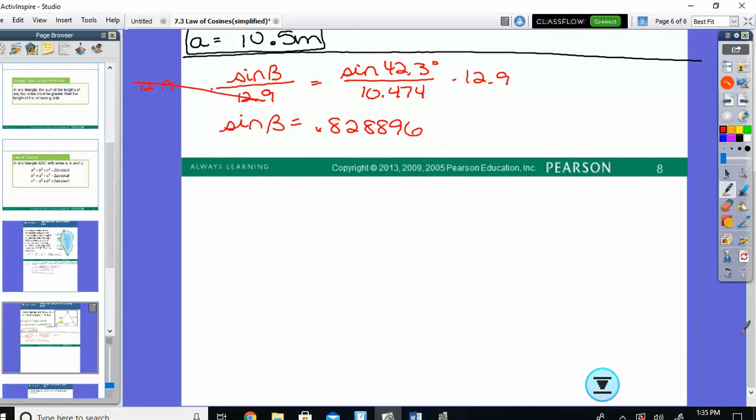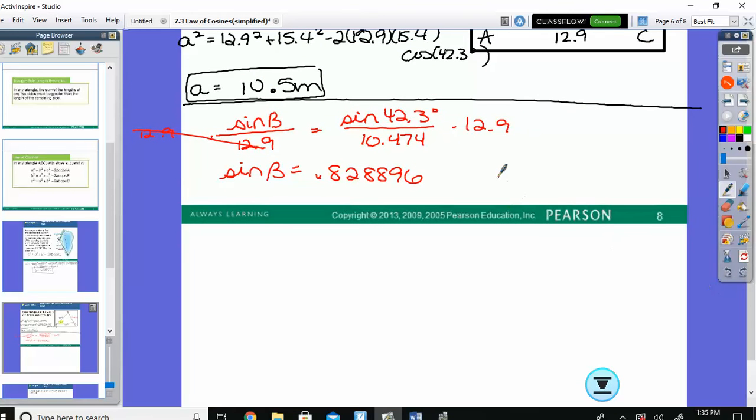And we talked about this yesterday. Sine is positive in quadrants 1 and 2, so we have to consider two triangles. Reference angle, if you do sine inverse, we get, let's see, everything was rounded to 3 significant digits. So 55.98, so that would go to 56 degrees for the reference angle.